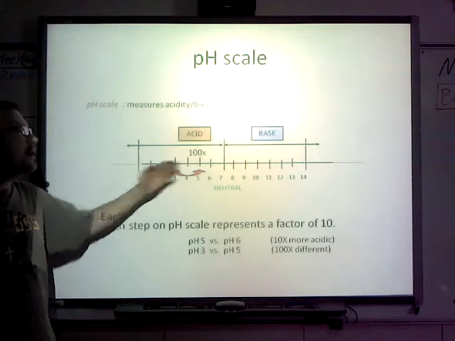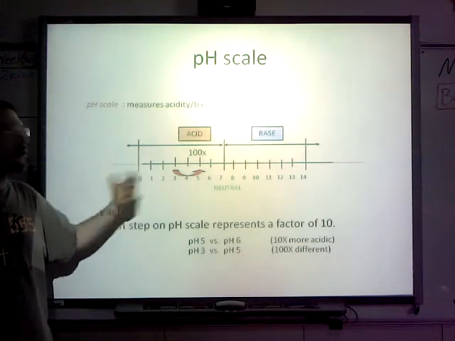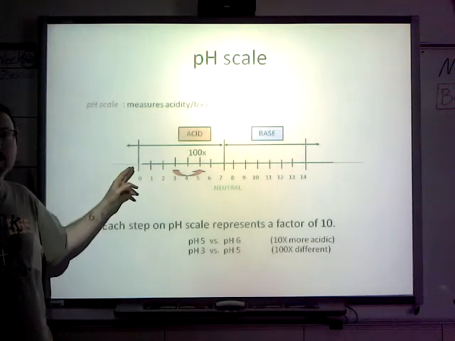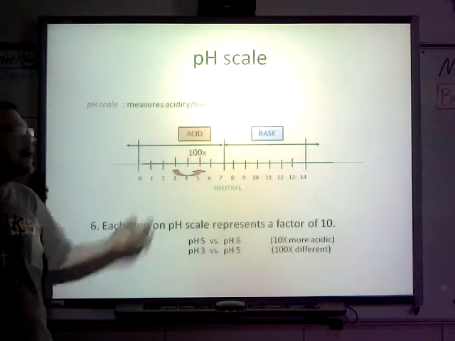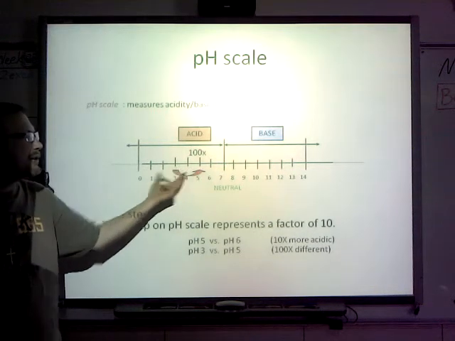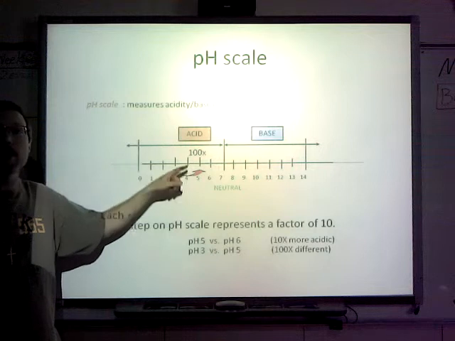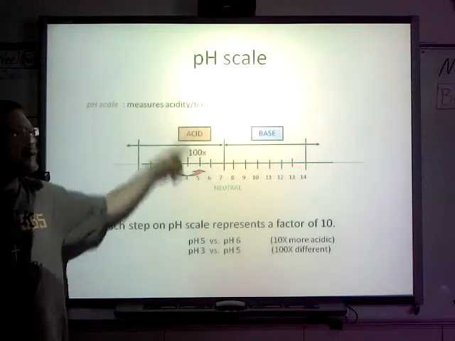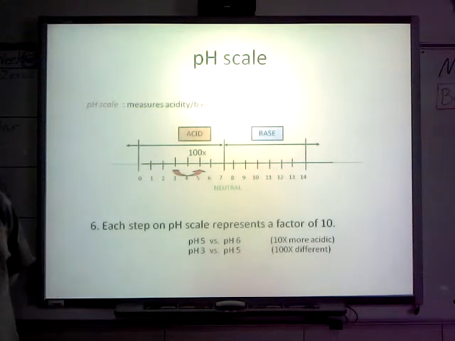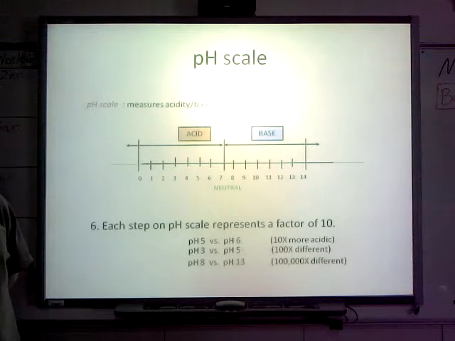And it gets even better. The further away, you just keep adding another factor of 10. So 1,000 times, 10,000 times, 1,000,000 times more acidic. And it looks like it's just a very small difference in numbers. It's really a huge difference in that hydrogen concentration, in how acidic that acid is.